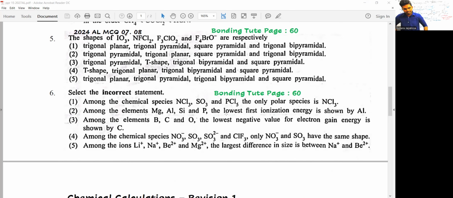Right? And I added these 2 questions from the 2024 A-level to our tutor also. You can find them on page 60. Okay, these are the latest questions. So what do you think about the geometry and shape? What is the answer for the geometry and shape?